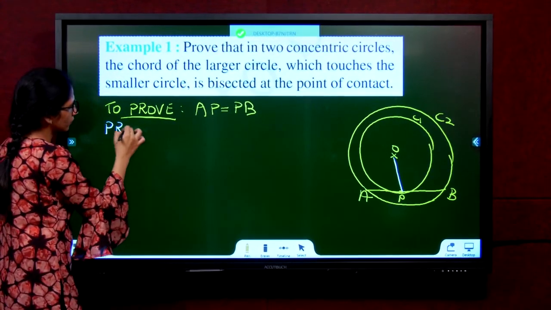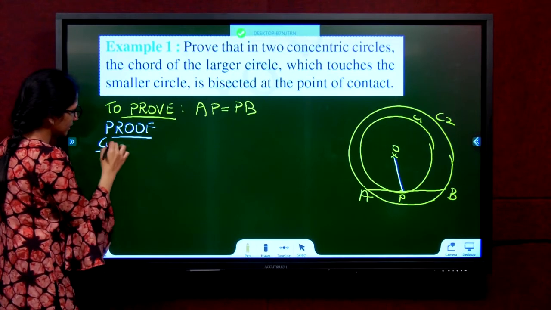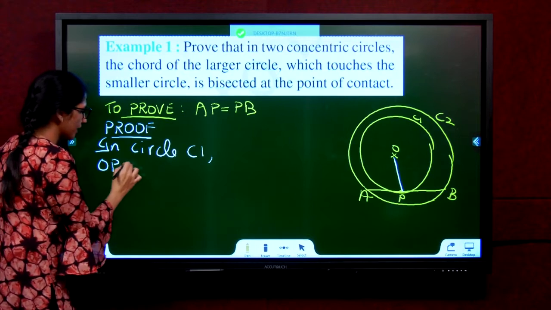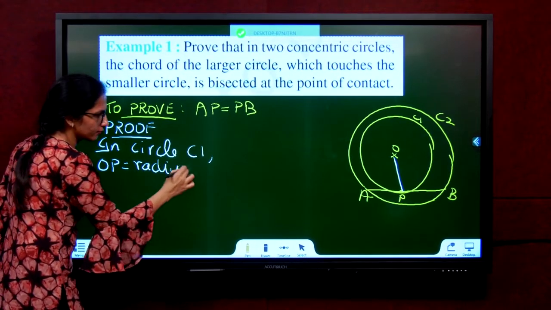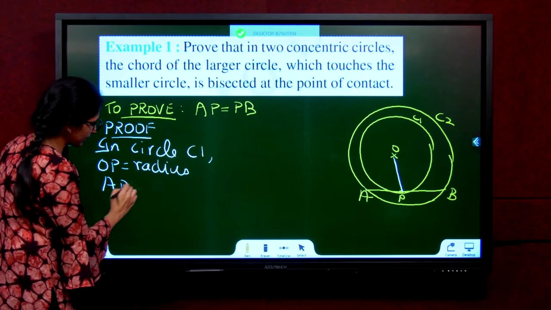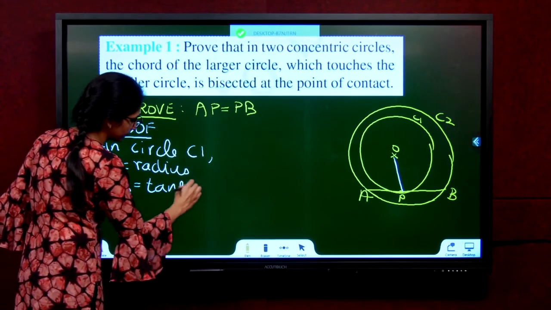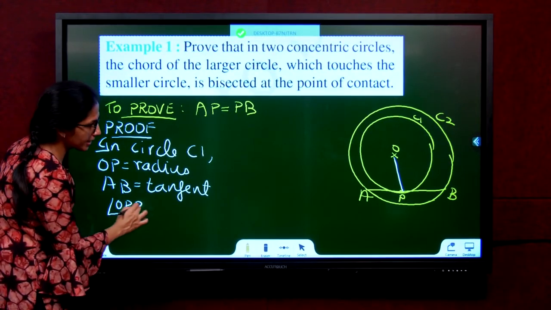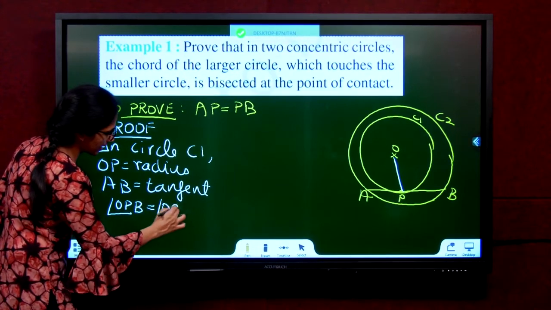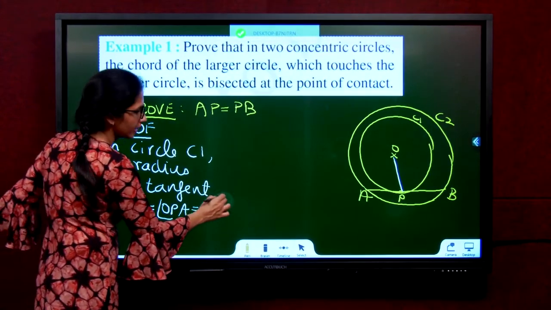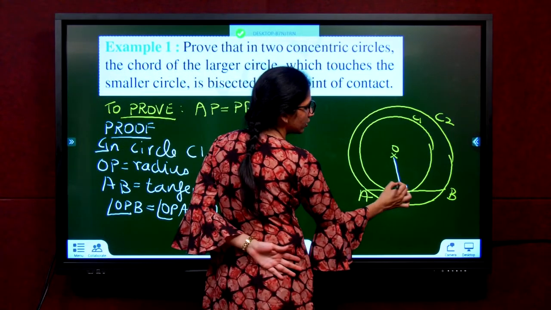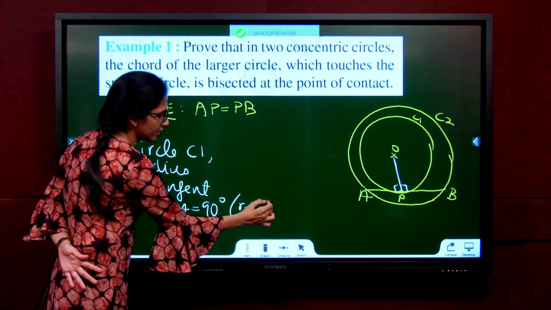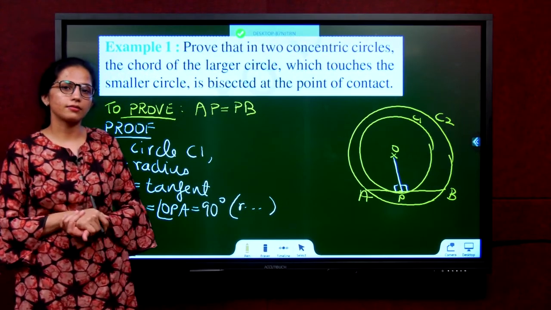So now the proof, in circle C1, who is the radius? OP is the radius and AB is the tangent. Can I therefore say angle OPB is equal to angle OPA equal to 90 degrees? Why? Radius is perpendicular to tangent. Theorem 6.1. So you will write that radius is perpendicular to tangent.